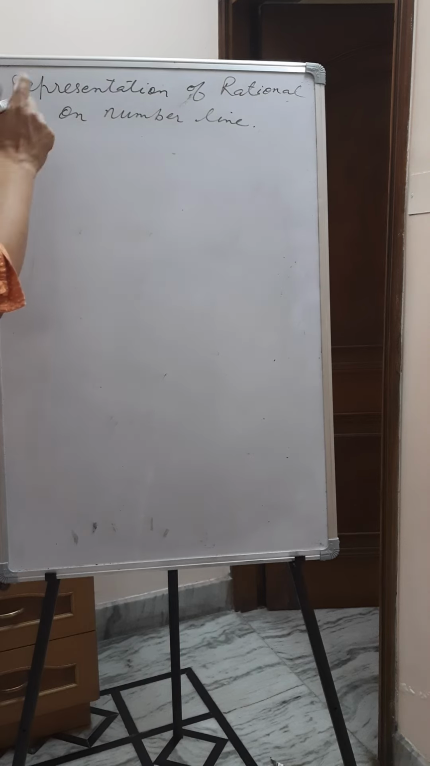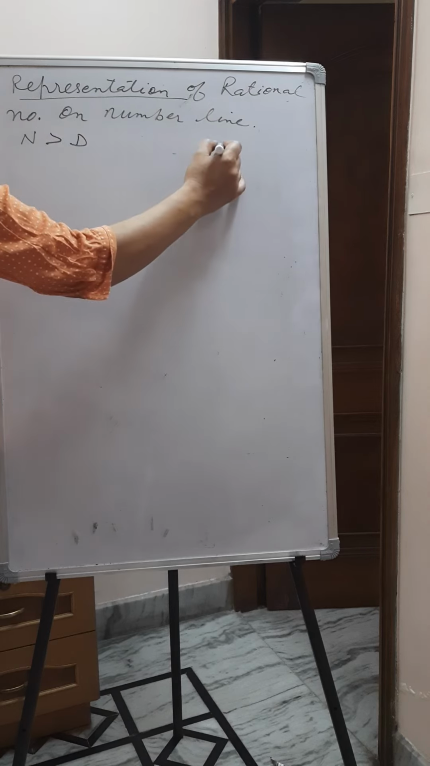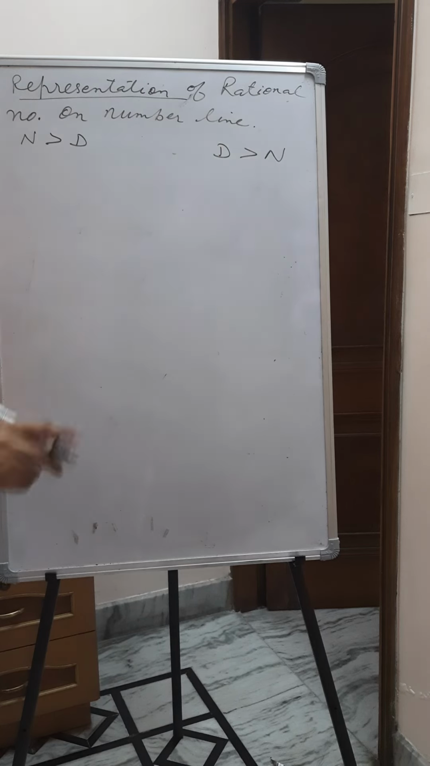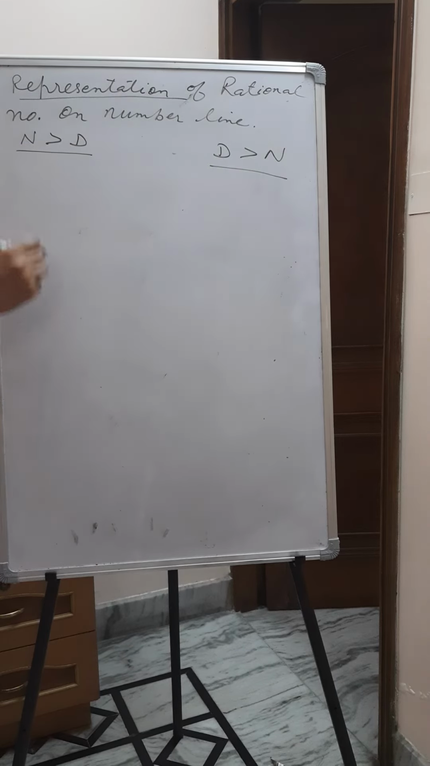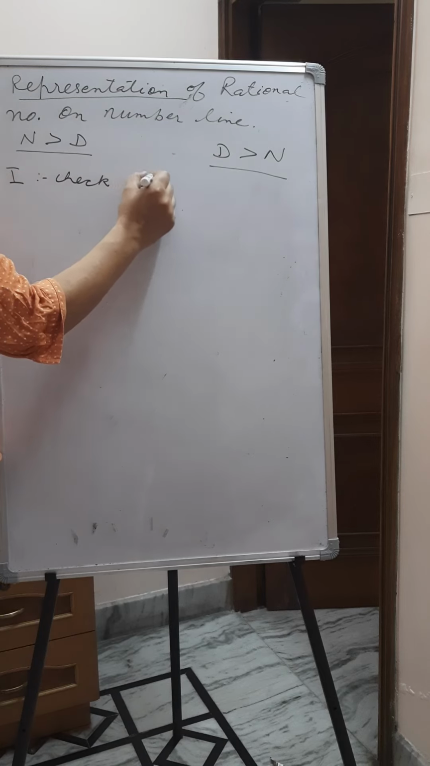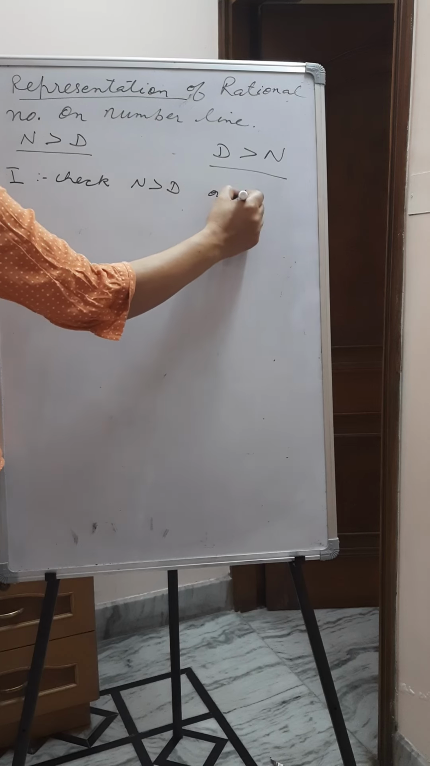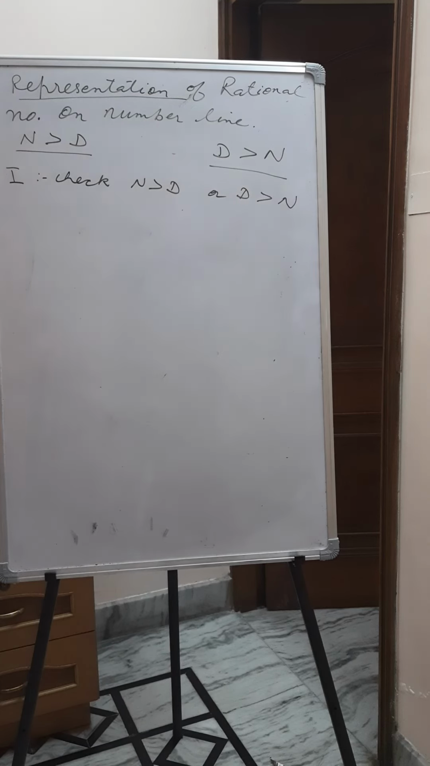There are two things while representing a number on the number line. One is when numerator is greater than denominator, and the other is when denominator is greater than numerator. First step is to check whether numerator is greater or denominator is greater. Followed? This is the first step.